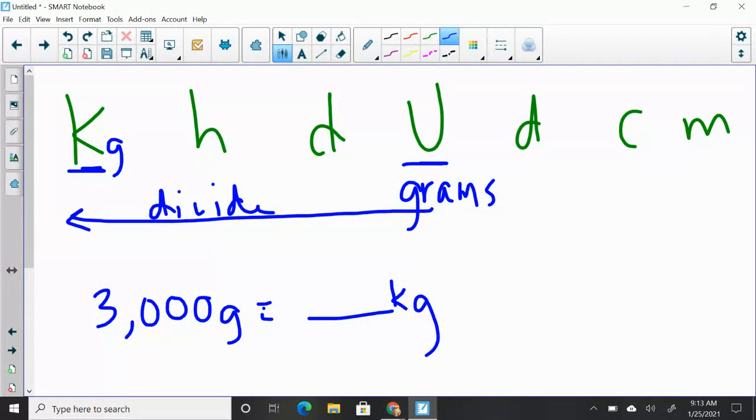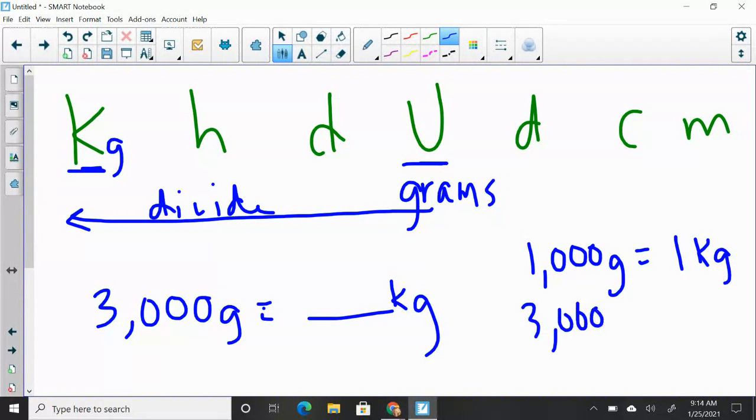So you could think about it this way. If you know the relationship between grams and kilograms, I know that there's 1,000 grams in each kilogram, so I could say 1,000 grams equals 1 kilogram. So therefore, 3,000 grams is going to equal how many kilograms, Jameson?